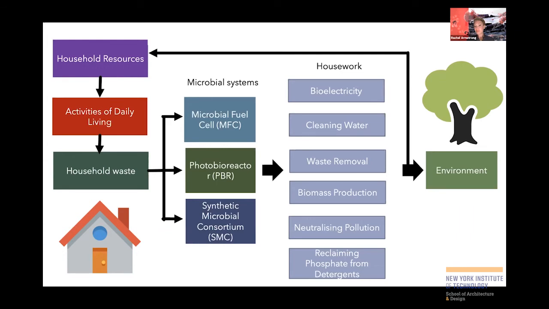Cleaned water, waste removal, so reduction of complex organic molecules into simpler molecules that can be metabolized. Biomass production, so the photobioreactor in particular is working the other way, taking carbon dioxide and knitting it into long strands. Neutralizing pollution, that stuff is great for some microbes. They like it almost like a nutrient, particularly nitrous gases. Nitrogen is something that microbes really want to make proteins. And also reclaiming phosphate, another one of those vital elements for making bodies. Microbes can reclaim that from the waste.